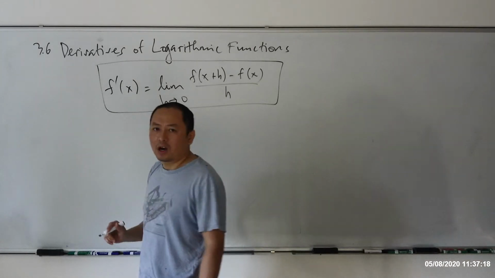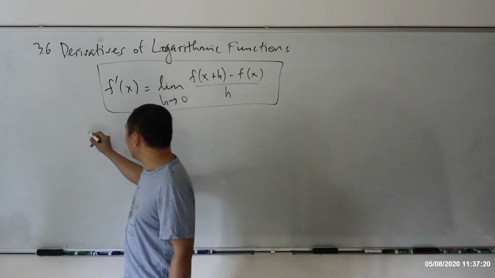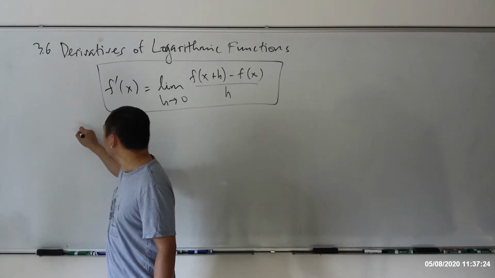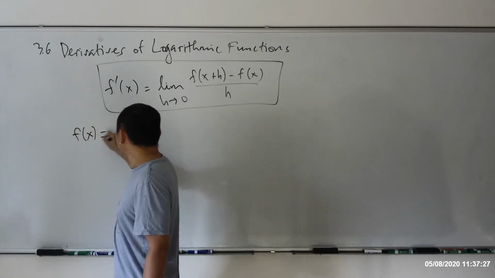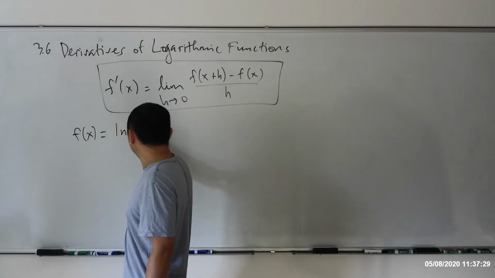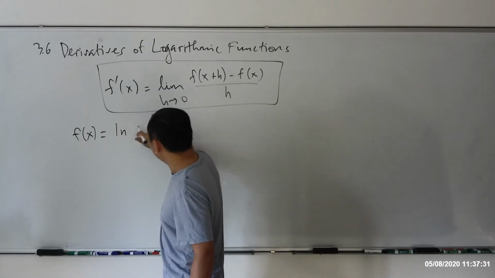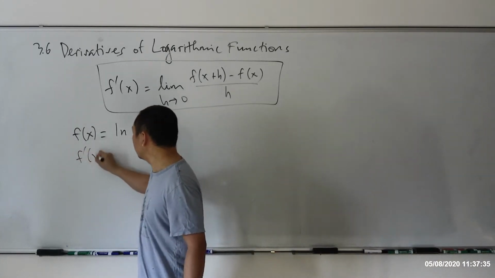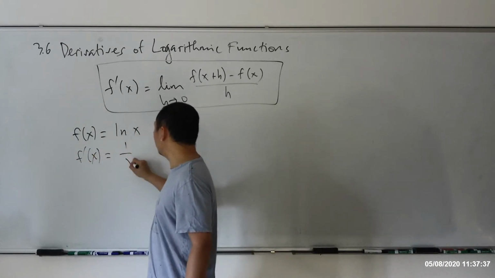So in this section, we talk about the derivative for the log. So if the function f of x equals ln of x, I don't need the parentheses here, just ln of x is good. And the derivative f prime of x is equal to 1 over x.